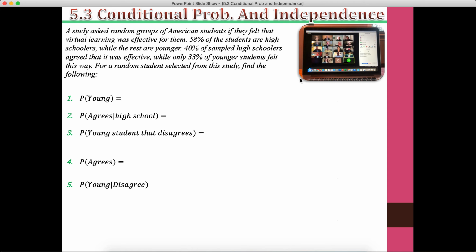All right, so how do I break this down with trees? Basically, there's two different student groups. There's the high schoolers and then there's the youngins. And 58% of the people selected from the study would be a high schooler, the rest would be young. So again, you look at complementary events in order to deduce that this is 42%.